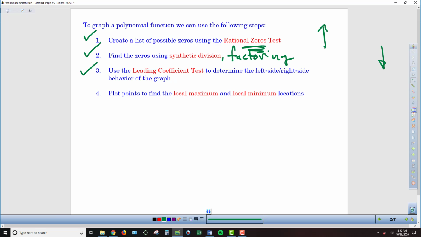So remember, the leading coefficient test doesn't tell us anything about the middle. That's what doing all the zeros work is about. But ultimately, the graph is eventually going to take off up or down to positive or negative infinity. And so the leading coefficient test tells us that. And then lastly, as necessary, we can plot some points to find estimates of the local maximum and local minimum locations. And so using this process, we can piece together the graph of a polynomial function.